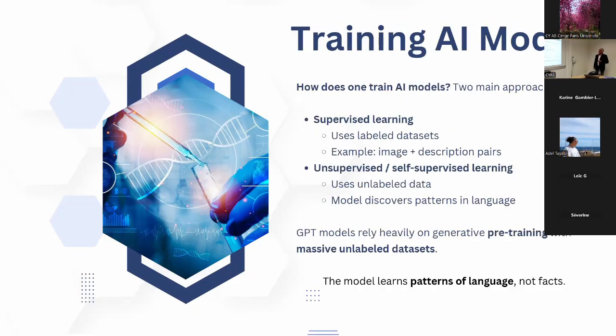Okay, so how do we train AI models? Two main approaches: supervised learning and unsupervised learning. With supervised learning, you have to label data sets. So for example, you have an image and you describe the image to the machine, and you do it many times. With unsupervised learning, the models have to discover by themselves. They have to process the data and learn by themselves. Of course, nowadays, you have heard already that ChatGPT has been trained with all contents on the internet. It is impossible to do that using supervised learning.